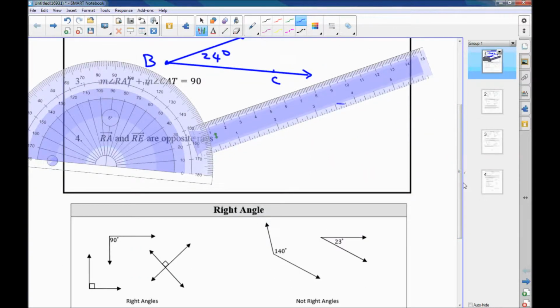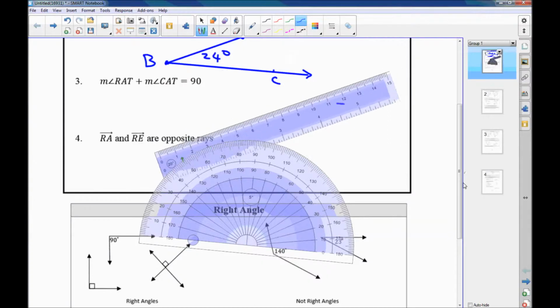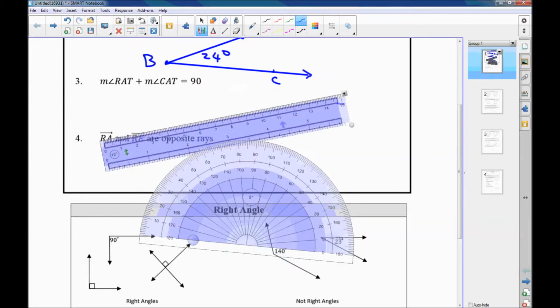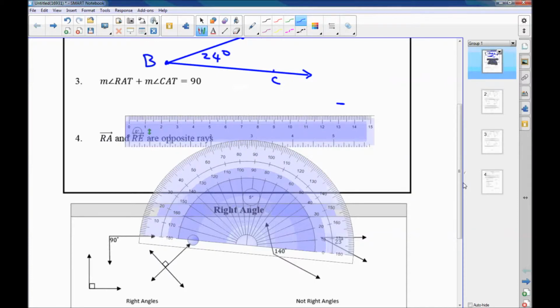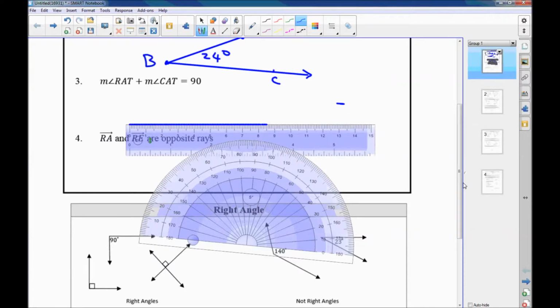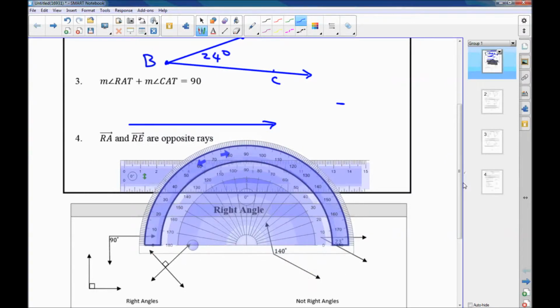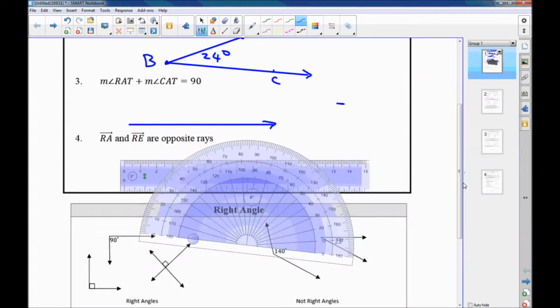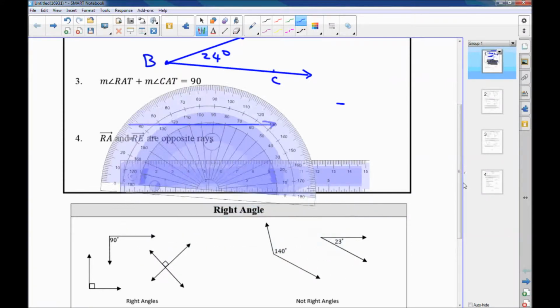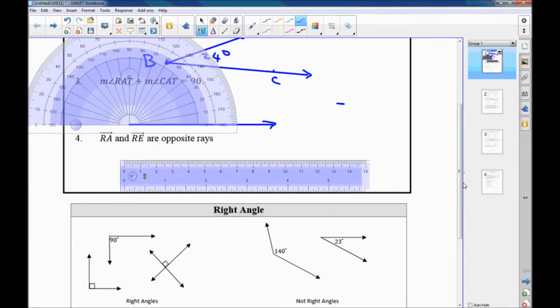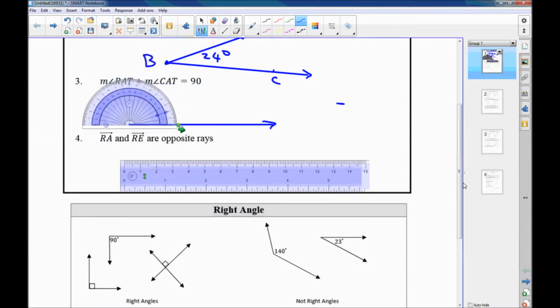The measure of angle RAT and the measure of angle CAT is 90. All right, so these two together make 90. So add them up and they make 90. So let's go ahead and draw one side of it. So I know I need a 90-degree angle. So I'm going to sit my protractor on here. If I can pick it up, there we go. And I'm going to turn it to 90, and I'll shrink it down a little so that I can make marks.